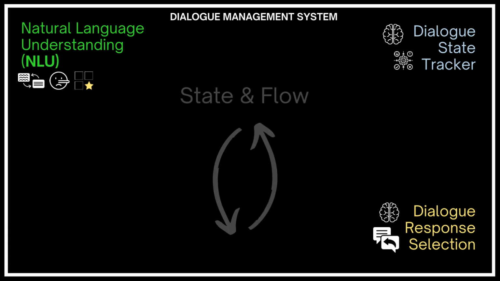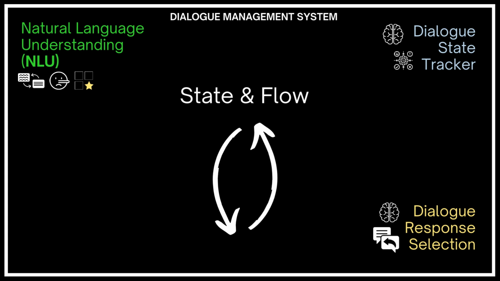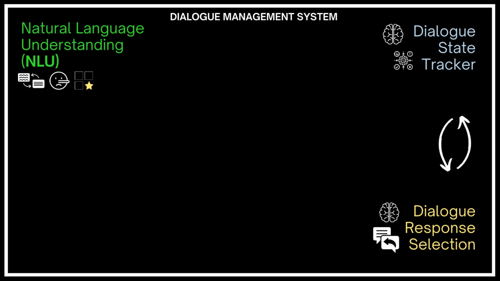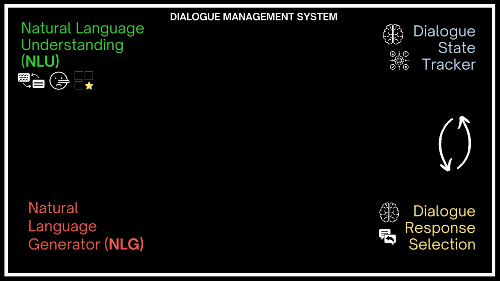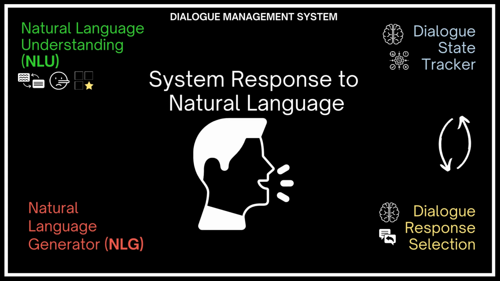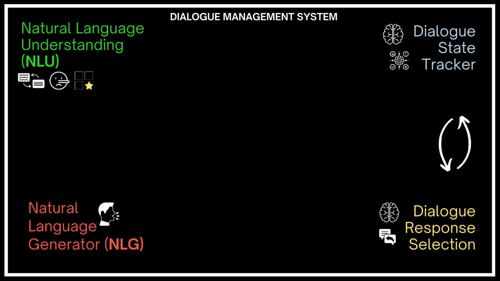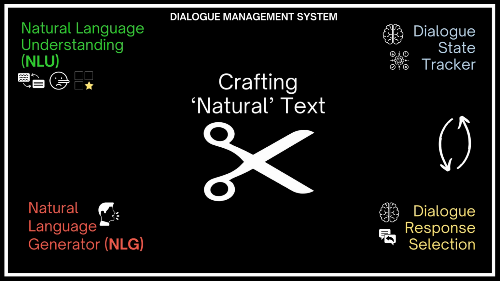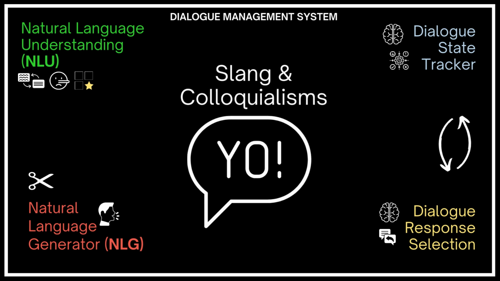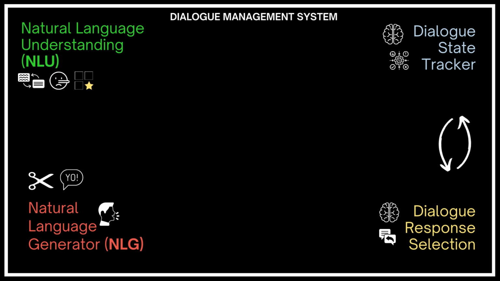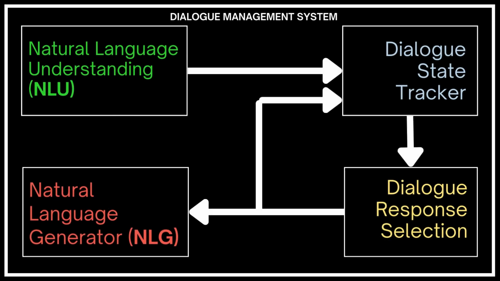Dialogue management acts as the system's brain, determining the appropriate responses based on context and the user's intent. It keeps track of the conversation state, managing the flow, and deciding the next actions. Natural language generation converts the system's responses into natural language that the user can easily understand. It's the process of crafting the natural language text with appropriate slang and colloquial expressions.